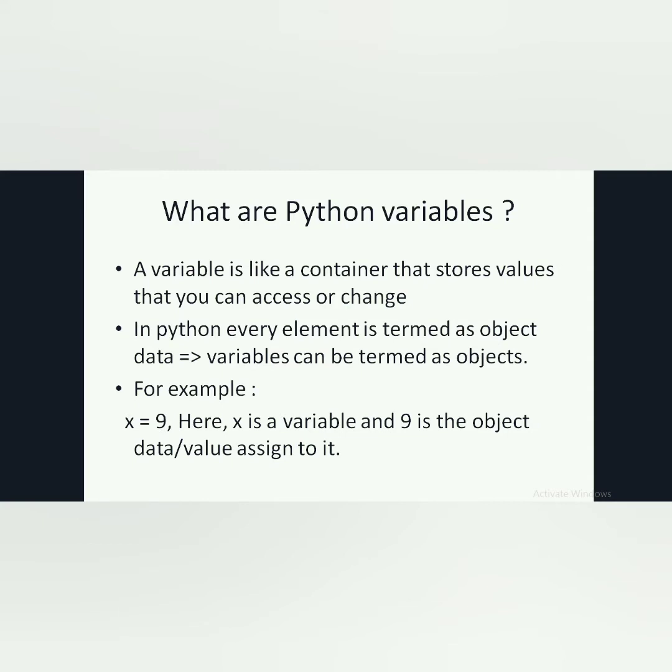In Python, every element is termed as an object. So the variables are termed as objects and the variable values are termed as object data. For example, x is equal to 9. Here x is the variable and 9 is the object data, or the value assigned to the variable x.